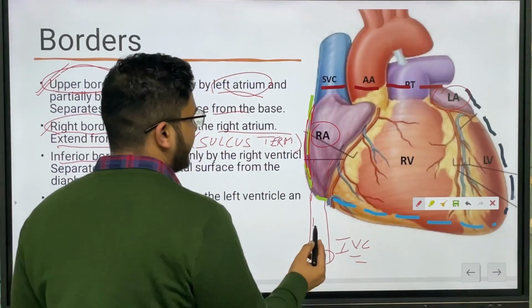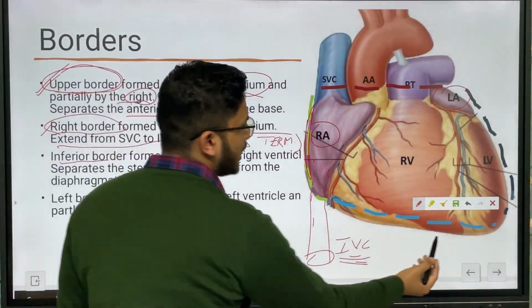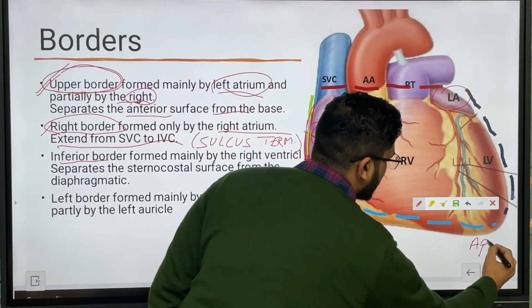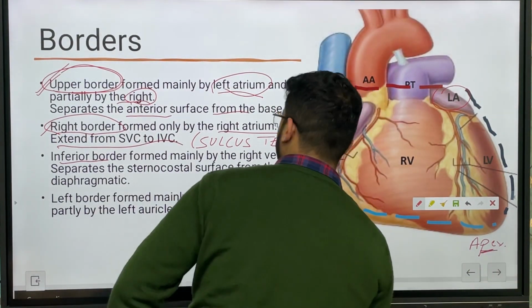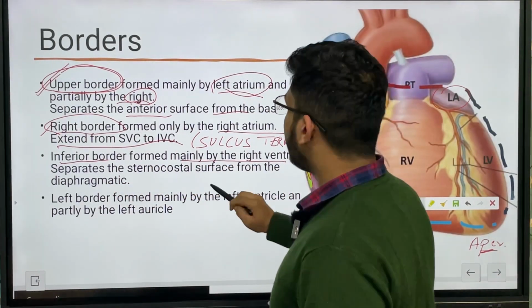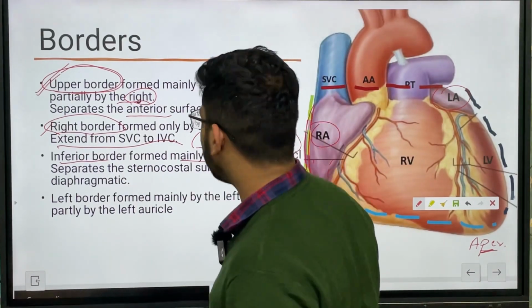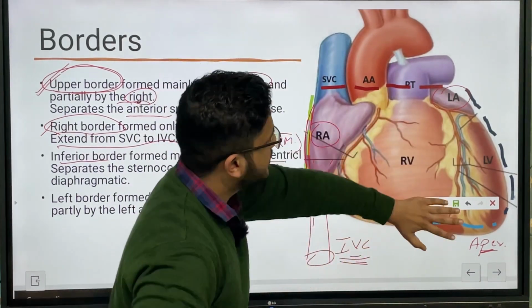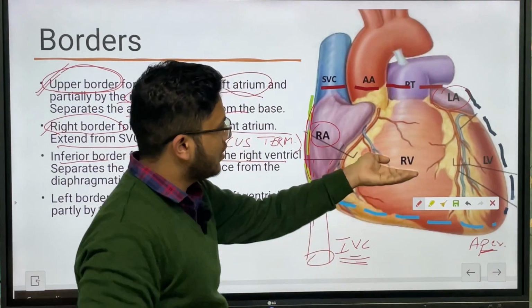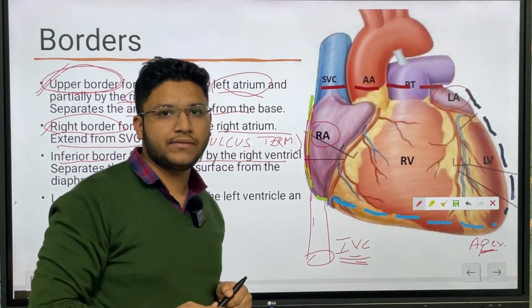Inferior border, first of all, I will show you. It's from the opening of IVC to the apex of your heart. The inferior border is formed mainly by the right ventricle, and separates the sternocostal surface from the diaphragmatic surface. What is this? This is your sternocostal surface. When you move to your posterior aspect, then you will see the diaphragmatic surface.